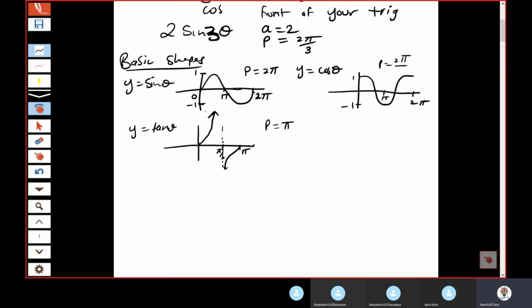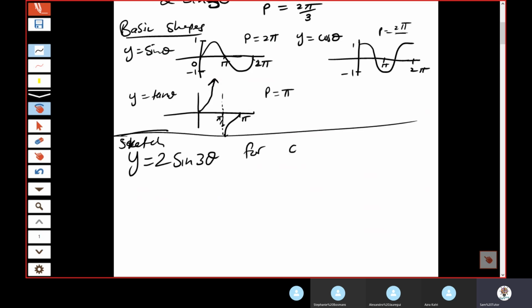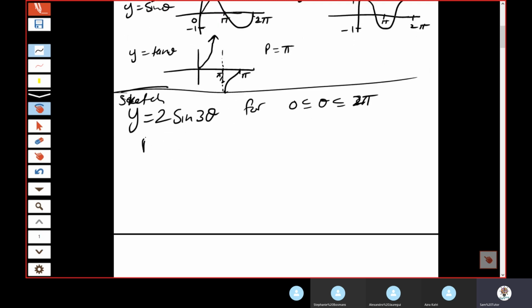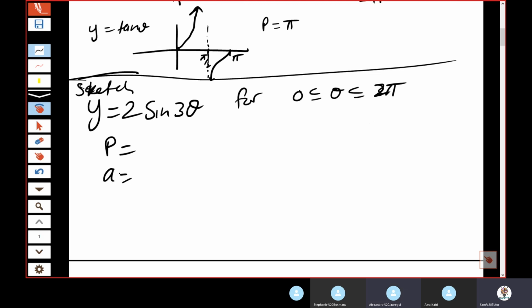Let's try to graph this first one. Y equals 2 sine 3 theta, sketch this for 0 to 2 pi. All right. So, what do we know? Tell me the two things I know from this equation. The amplitude is 2. Amplitude is 2, perfect, and your period is then 2 pi on 3.